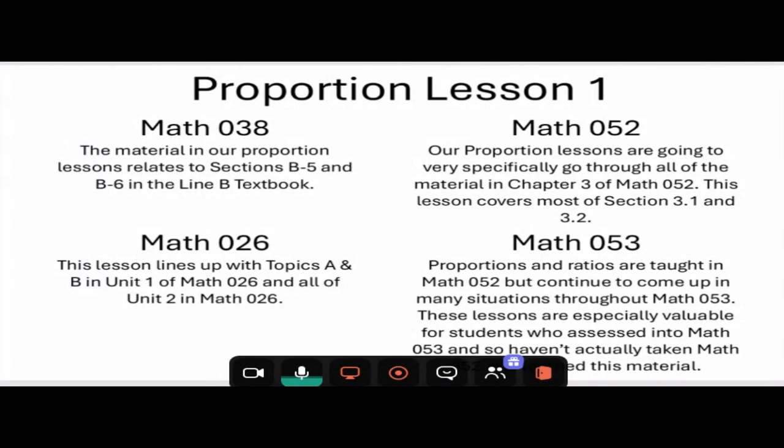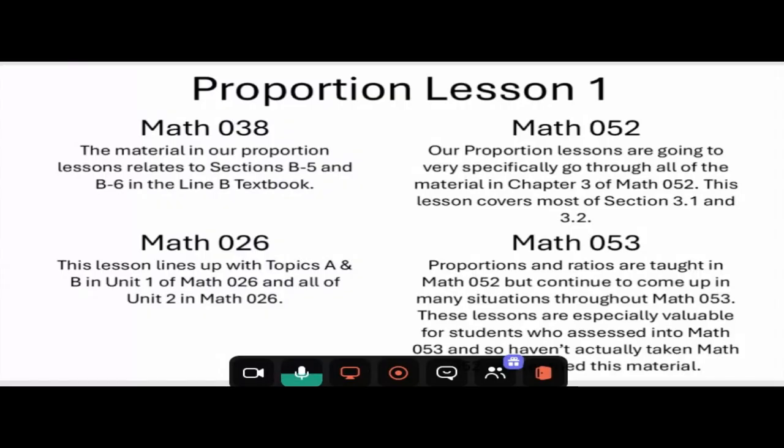And I made a little note there that a lot of people assess into Math 053 based on the Camosun assessment system. And if they do that, a lot of them actually don't get taught or learn the proportion stuff. And therefore, they've got to try and figure it out as they go along. So especially for those who haven't actually taken 052 but are in 053 from an assessment, this is still very, very relevant and helpful. It also slots right into the equation solving chapter.